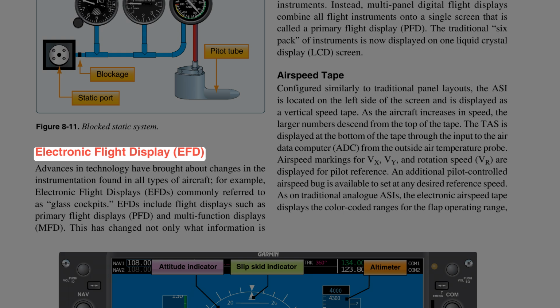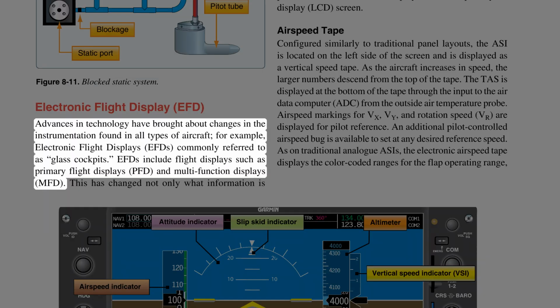Electronic Flight Display (EFD). Advances in technology have brought about changes in the instrumentation found in all types of aircraft. For example, electronic flight displays (EFDs), commonly referred to as glass cockpits. EFDs include flight displays such as primary flight displays (PFD) and multifunction displays (MFD).